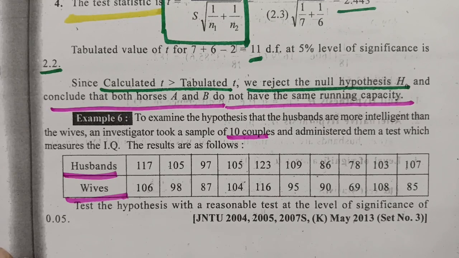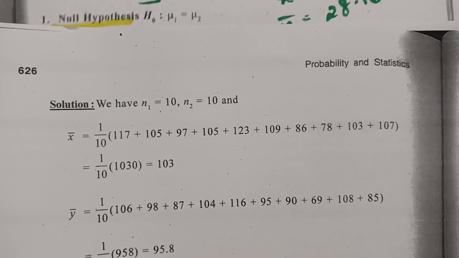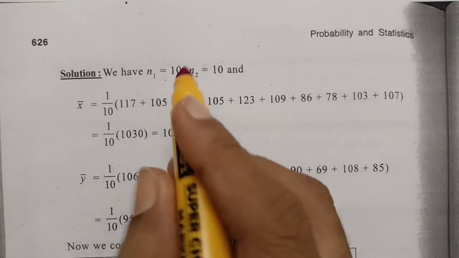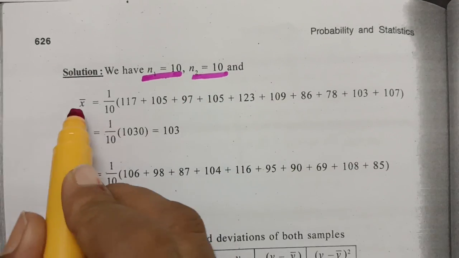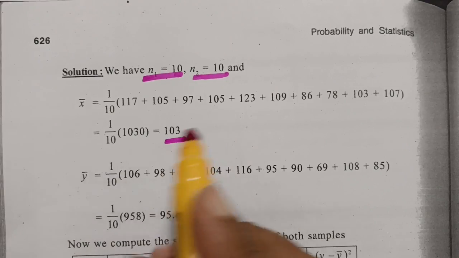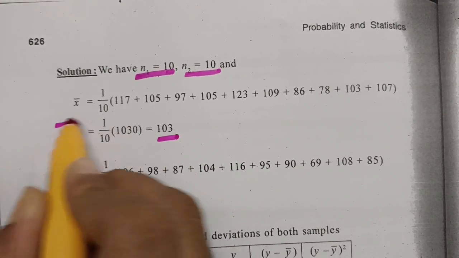So for n is equal to 10, first we have to calculate the mean value. For calculating the mean, both n1 and n2 are 10 here. So n1 is equal to 10 and n2 is equal to 10. X bar is equal to, we have to add up all the given data divided by 10. The value here is 103. So x bar is equal to 103.